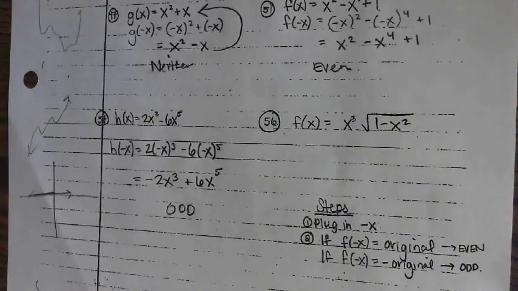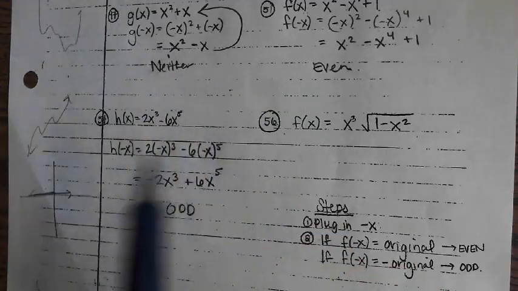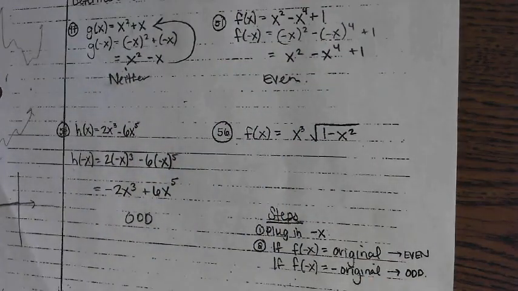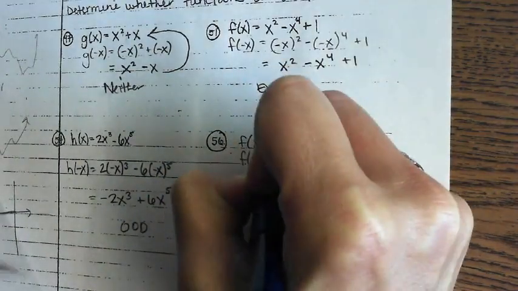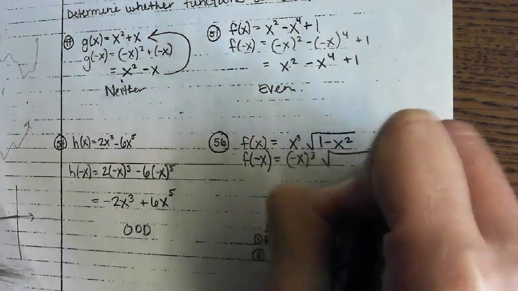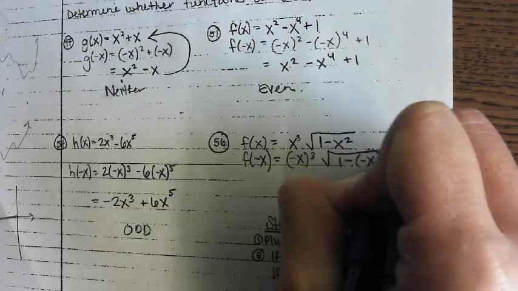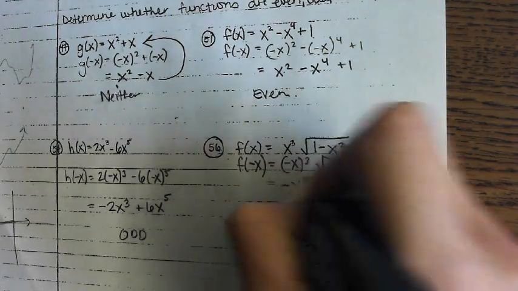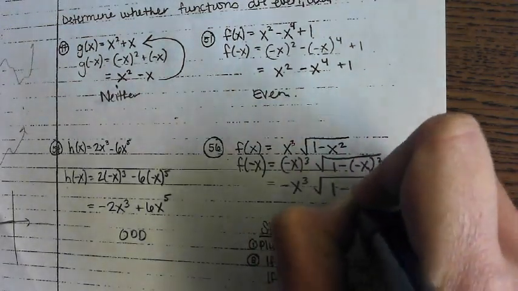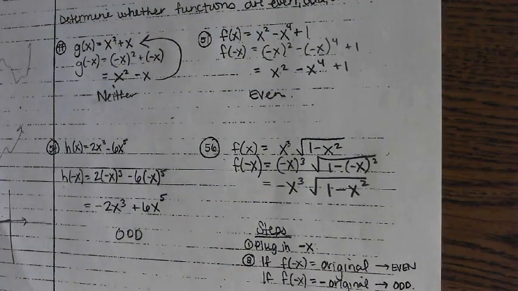Good thought. 56 here is the only one that I put in front of you that's not a polynomial function, so we can't really talk about degree here, but we can still talk even and odd. So plug in your negative x. Simplify. And Bailey, what do you think?